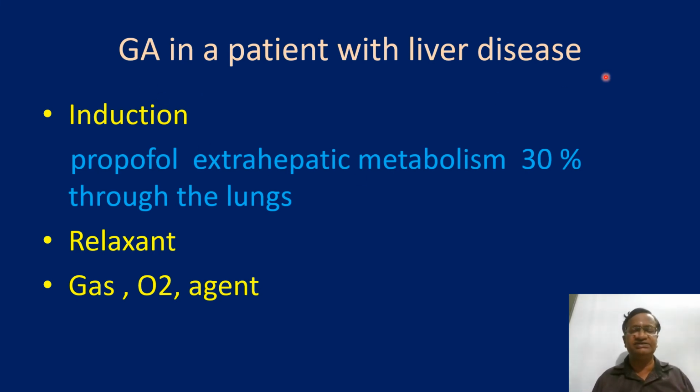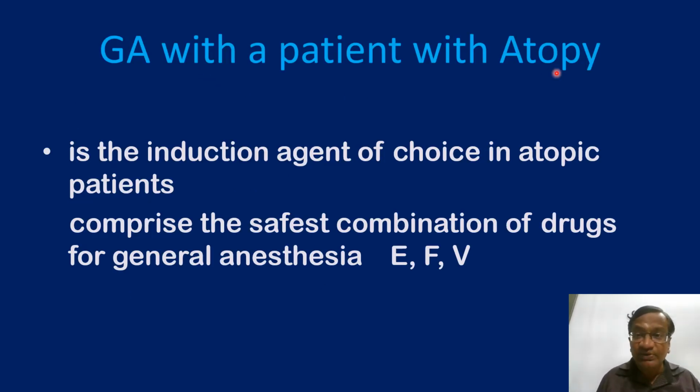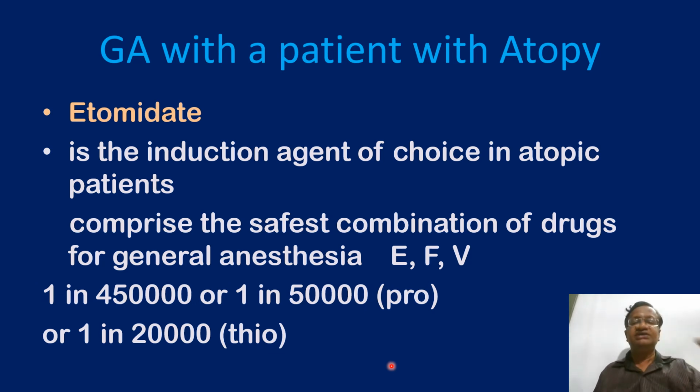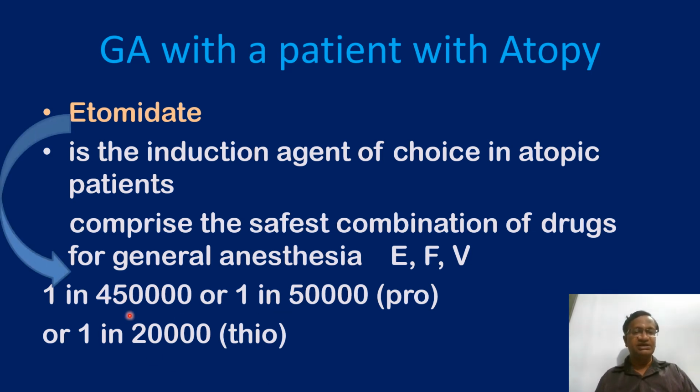GA in a patient with liver disease. Induction with propofol, because of extrahepatic metabolism of about 30%. So in liver disease, we can go for propofol. GA in a patient with atopy: which is the induction of choice? Ketamine is the induction of choice in patients with atopic allergy, because the incidence of anaphylaxis is 1 in 4 with propofol and thiopentone, where the atopic incidence is high. So in patients with atopy, go for ketamine.